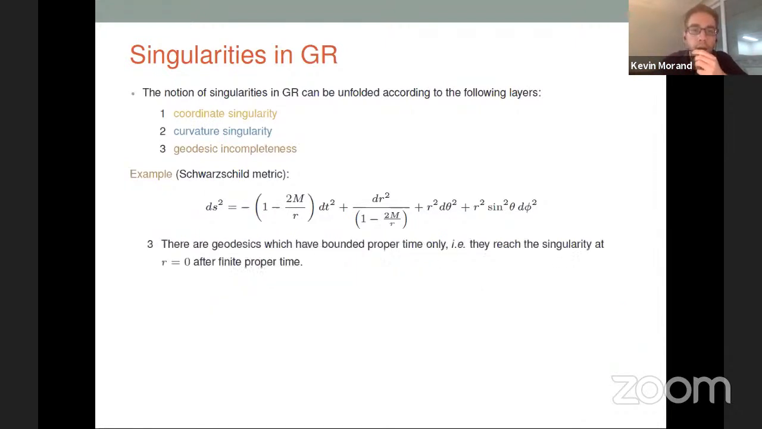Okay, and finally, a third notion of singularity is given by geodesic incompleteness. This is the concept which is operative in the Penrose theorem and its generalizations. Indeed, one can check that there are some geodesics which have bounded proper time only, so that they can reach the singularity in finite proper time. So they cannot be extended for arbitrary values of the affine parameter. So the Schwarzschild metric is geodesically incomplete in this sense.